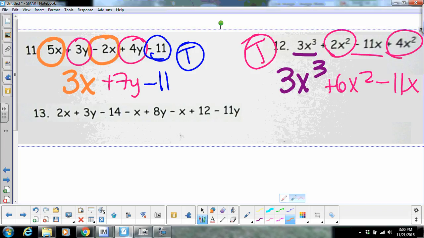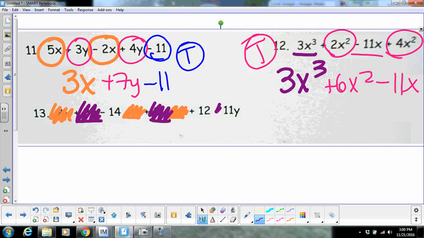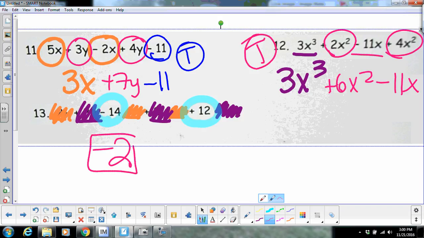A lot of y'all had actually asked me about number 13 before you left class today. So 2x minus x is 1x. 1x minus another x is no x's. They all canceled out. All right, for our y's, 3y plus 8y is 11y, and 11y minus 11y, they all cancel out. So now all we're left with is negative 14 plus 12, making your answer negative 2, which is a monomial. So 2 trinomials and a monomial.